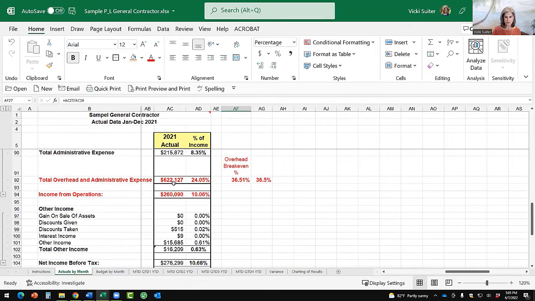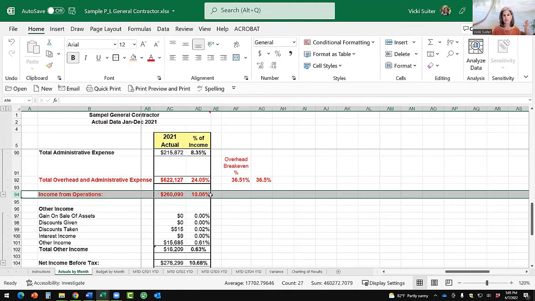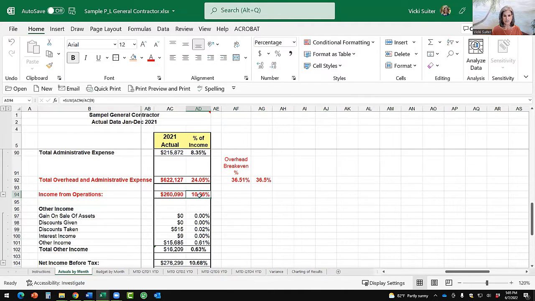So I told you there were 4 key numbers: revenue, gross profit margin, your overhead break-even percentage, and then your net income from operations. This is before taxes and before any miscellaneous income that's not related to operations, like a one-off. That is, in this case, $260,090, or 10.06%.